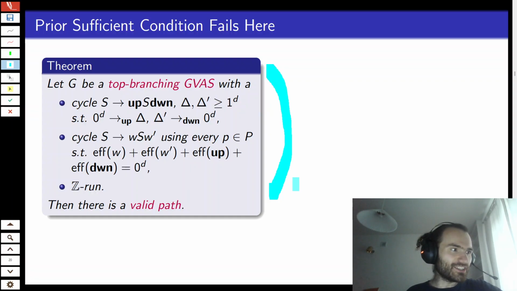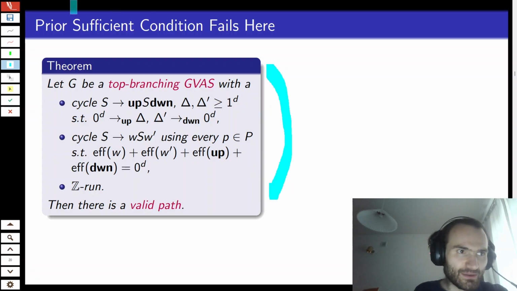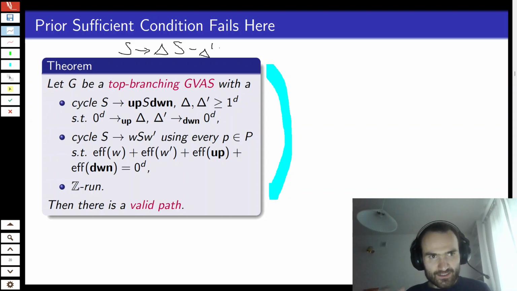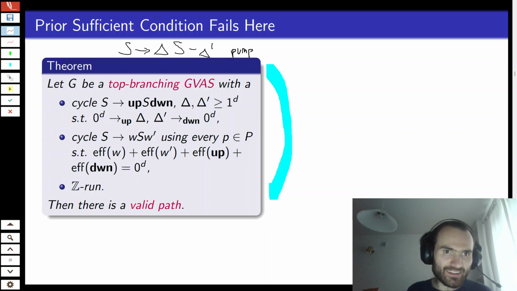So this is the sufficient condition from last time. Just to remember, what was the point? The point is you have something where S goes to delta S minus delta prime. This is called a pump. Strictly speaking, this derives some word and not actually just delta, but I'm trying to simplify the proof here. You can imagine this is just delta and delta prime, just one letter that does plus delta or minus delta prime at the end.